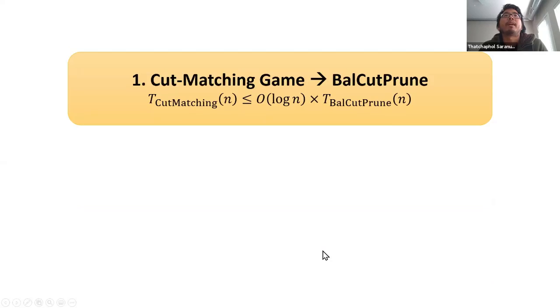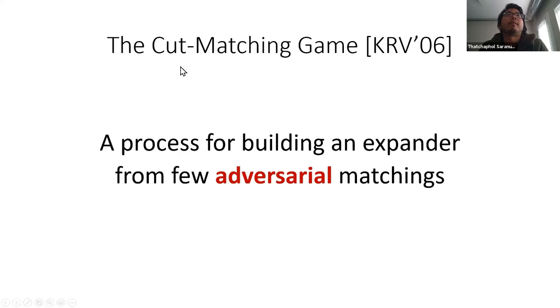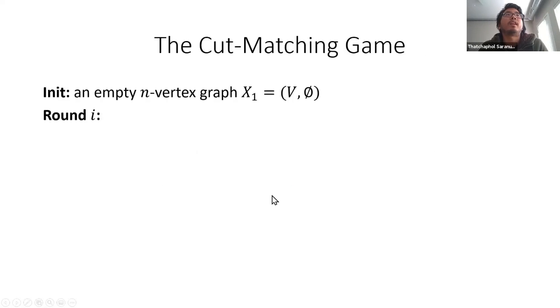But let's look at this first. I show that if we have a balanced cut prune subroutine, then we can solve the cut matching game. So we reduce from this to that. The cut matching game is a very nice framework by Khandekar, Rao, and Vazirani. It's a process for building an expander from a few adversarial matchings. More specifically, it's this process. Start from an empty graph, right?